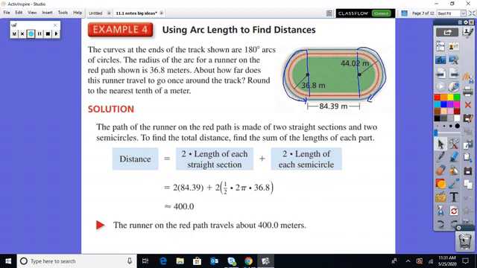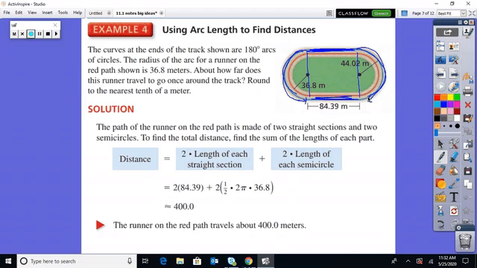All right, so the path of the runner on the red is made of 2 straight sections. So we've got our two straight sections here and here that are each 84.39 meters. And then we've got to curve the track. So 2 times the length of each semicircle. And you might be thinking, well, that's a semicircle, and that's a semicircle, so I can put them together and make one circle. And that is indeed true.